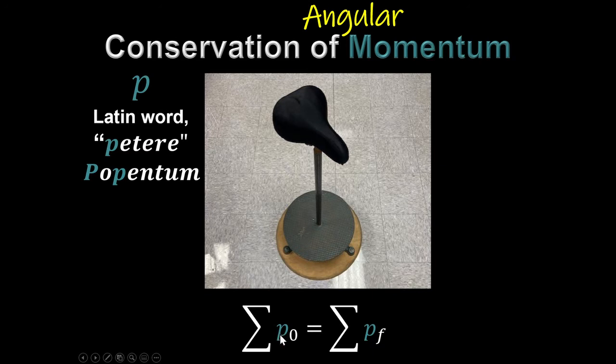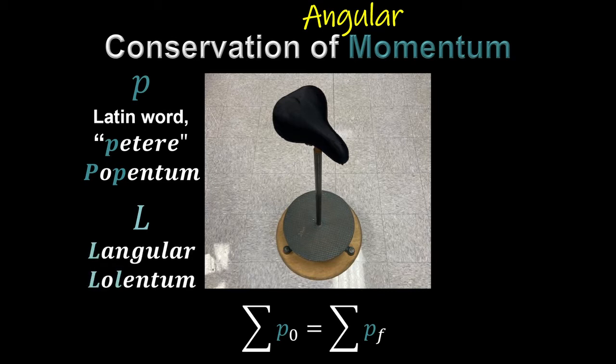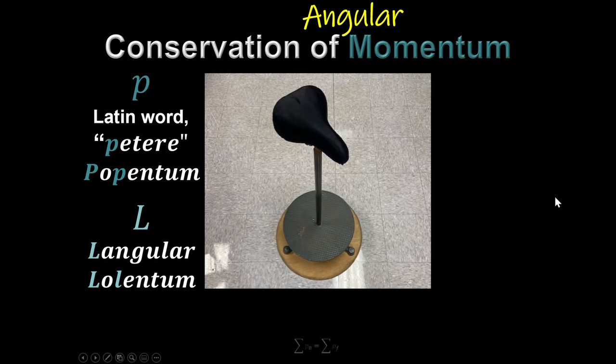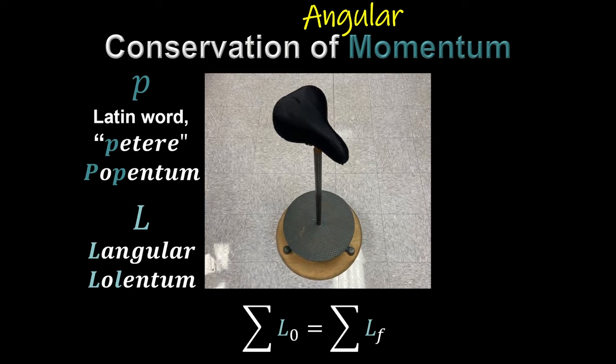Likewise, we're going to have a different letter for angular momentum. And the letter we use is the letter L, a capital L. And there doesn't seem to be a good reason why we use L, but we do. Maybe it stands for langular lolentum, angular momentum. All right. So we're going to look at conservation of angular momentum, where the total angular momentum initially should equal the total angular momentum finally.